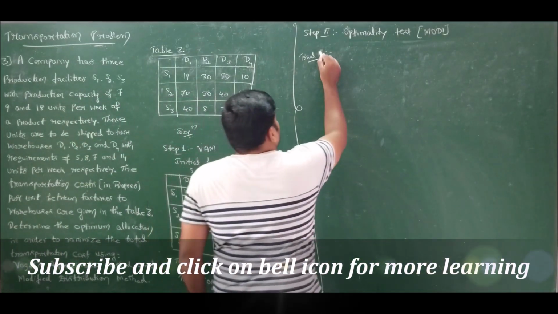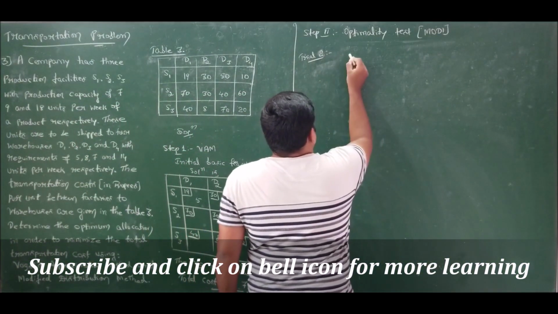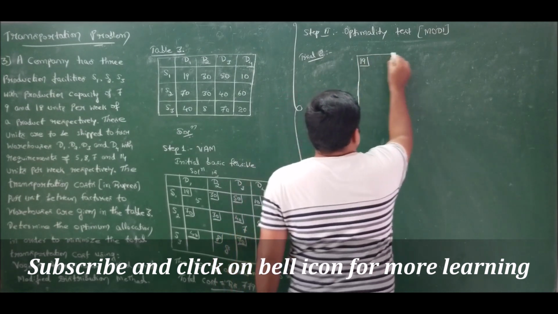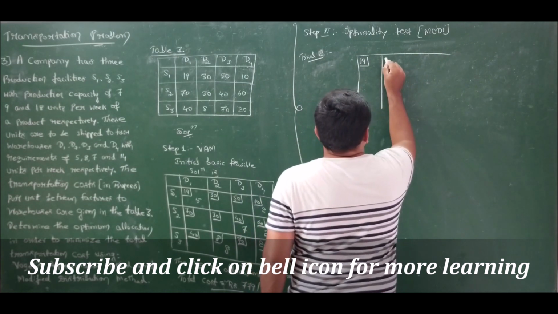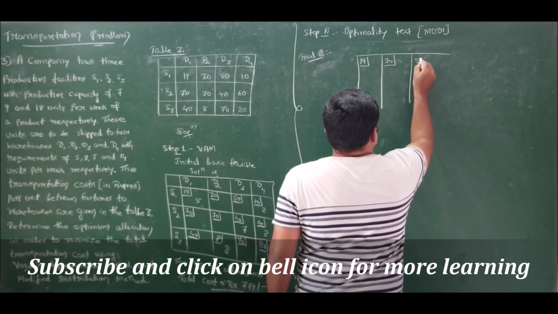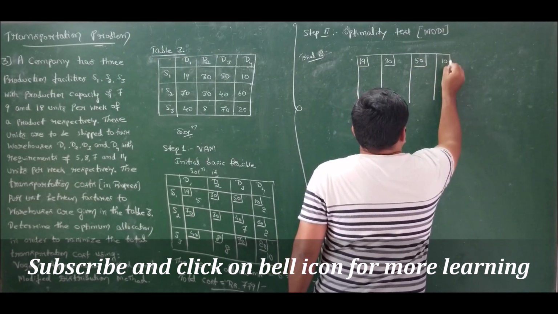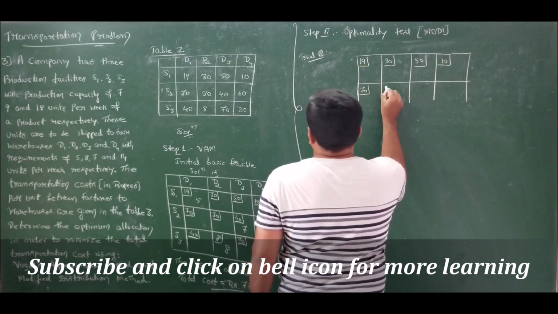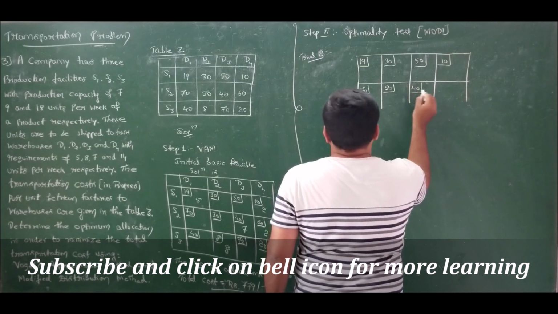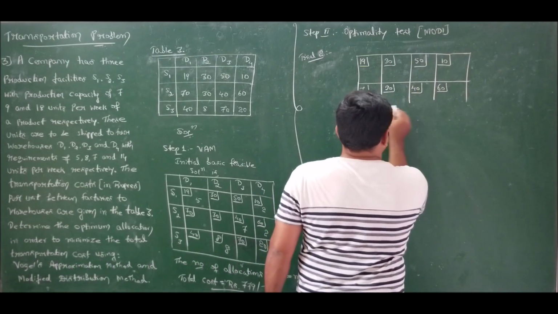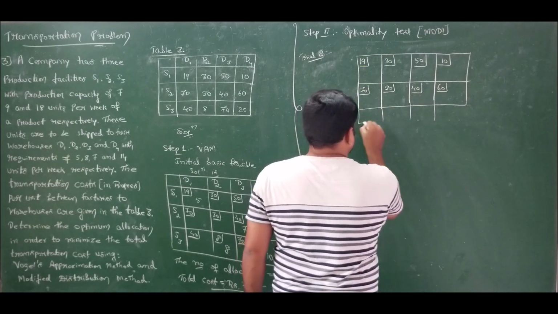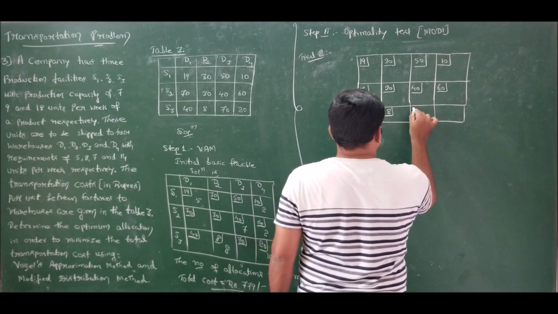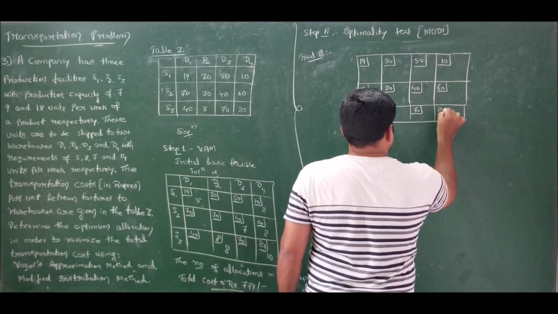Now moving to trial 2. The allocation we obtained in trial 1, let me rewrite it to calculate. We have the costs as 19, 30, 50 and 10, and here we have costs as 70, 30, 40 and 60, and then we have the costs as 40, 8, 70 and 20.